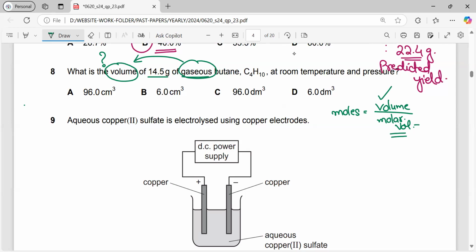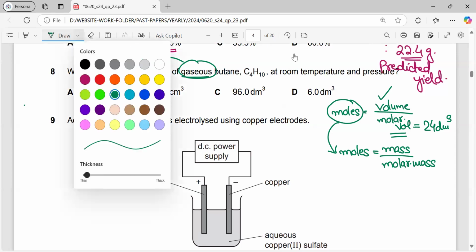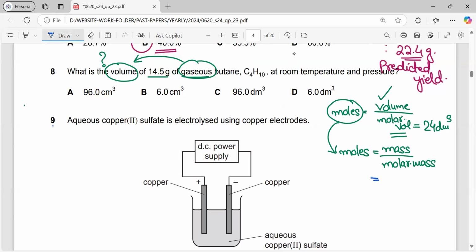Now over here, volume we have to find, and molar volume at room temperature and pressure has a fixed value which is 24 decimeter cube. So molar volume is 24. The volume is required. We don't know the moles, so let's take out the number of moles first. We have been given the mass here. So we'll find out the number of moles by using the formula moles is equal to mass over molar mass. Here, the mass is given to us, which is 14.5, and the molar mass, we have to calculate the molar mass of butane. Butane is C4H10.